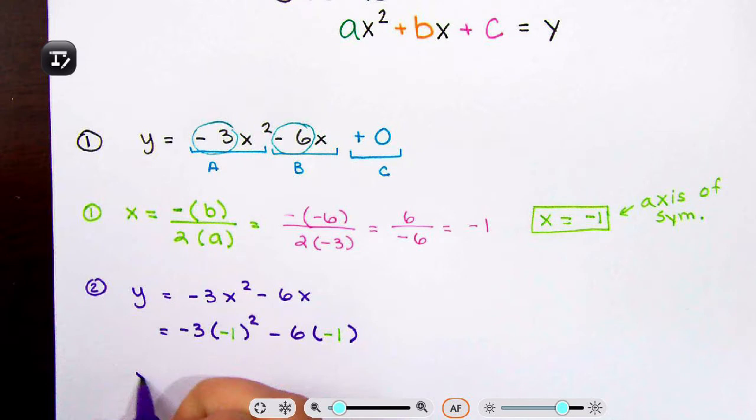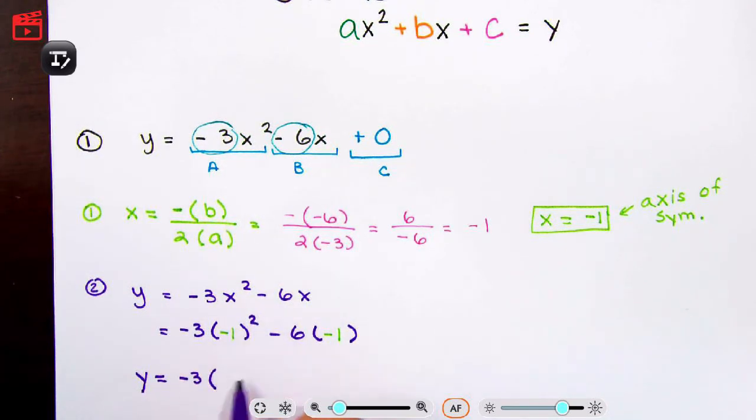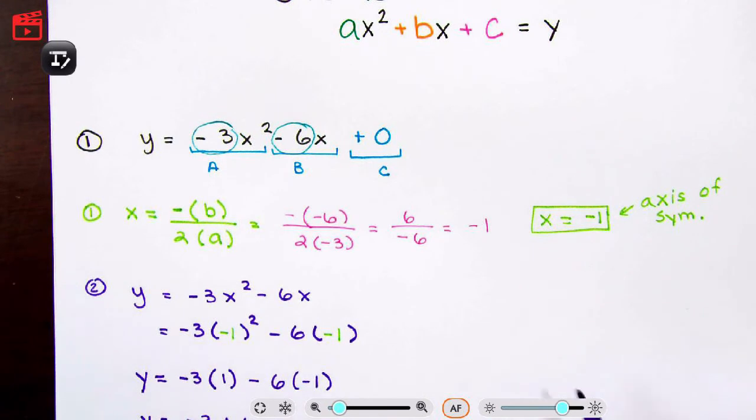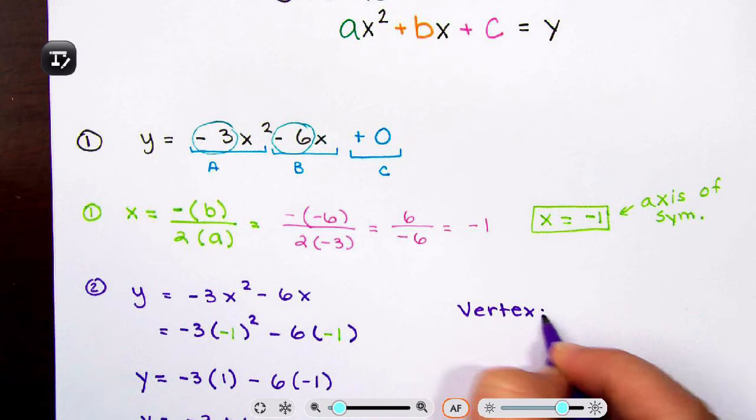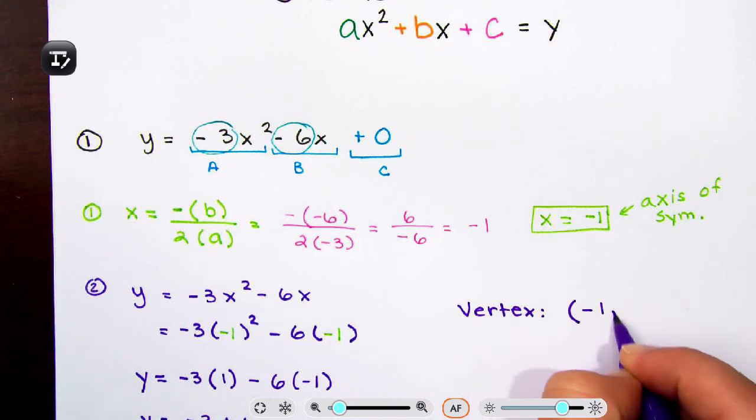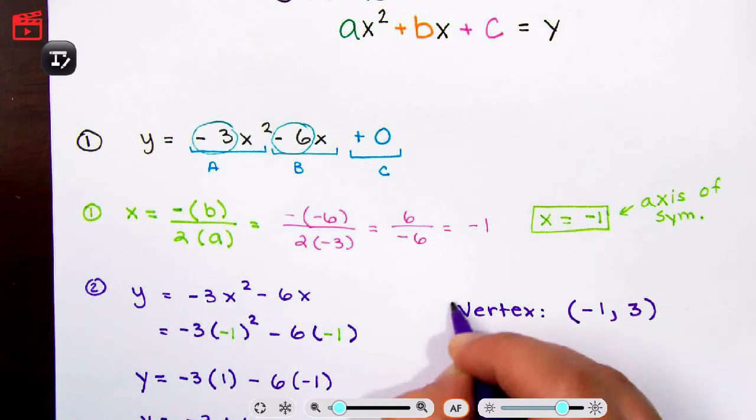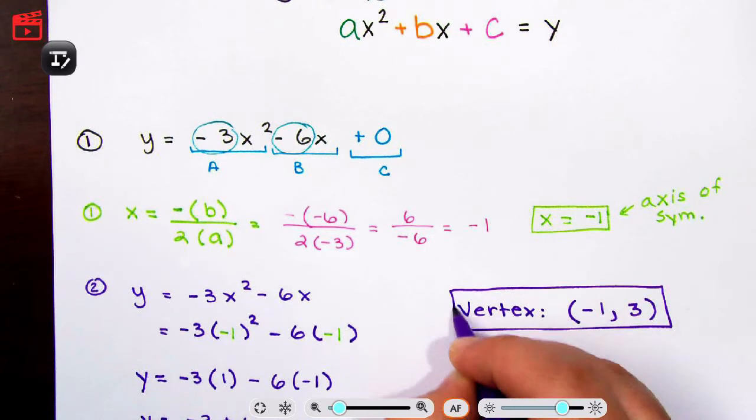So you're going to get y equals a number at the end. So I have negative 3 times negative 1 squared is a positive 1, minus 6 times negative 1. Keep multiplying things out. Negative 3 times 1 is a negative 3. Negative 6 times negative 1 is a positive 6. So y is equal to a positive 3. So that means for my vertex, I have an input of negative 1 and an output of positive 3. So that's step number 2.